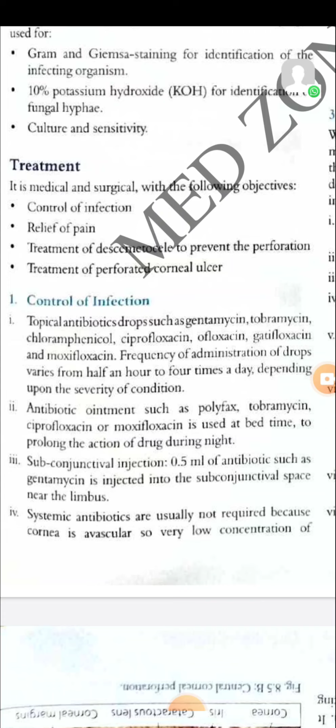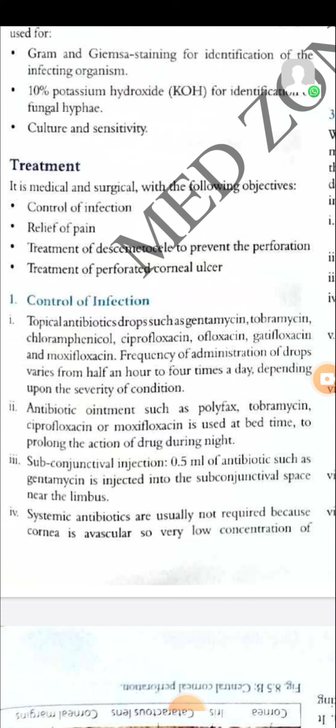First of all, you must know that as bacterial corneal ulcer is caused by bacteria, you first have to control that infection. For controlling the infection, you should use topical antibiotics, as it is a bacterial ulcer. So which antibiotics would you use? As mentioned on the screen: gentamicin, tobramycin, chloramphenicol, ciprofloxacin, ofloxacin, gatifloxacin, and moxifloxacin.